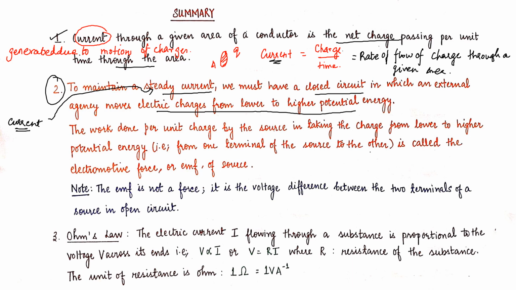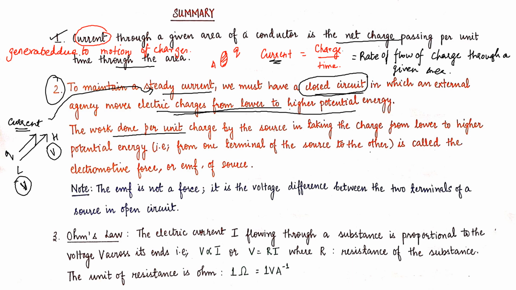So to maintain this steady current we should have a closed circuit. A closed circuit is very important for the flow of charges, in which an external agency moves electric charges from lower to higher potential, like uplifting from lower to higher. Here we have lower potential and here we have higher potential. Our charges will move in this direction and this will create the current.